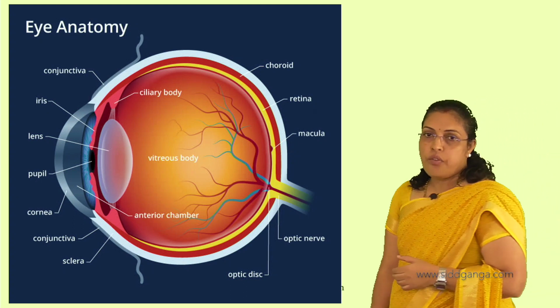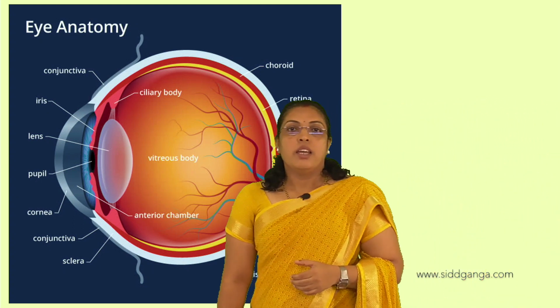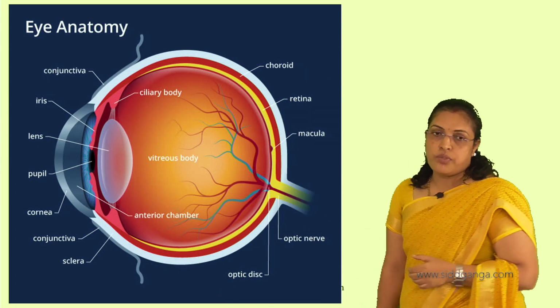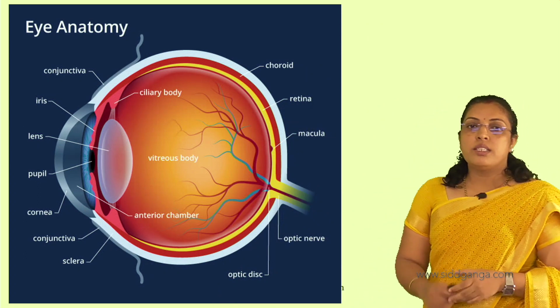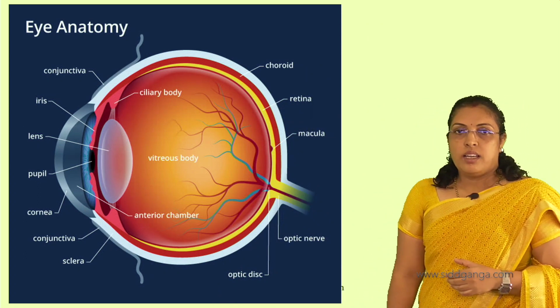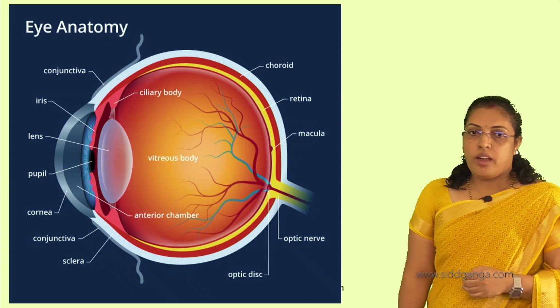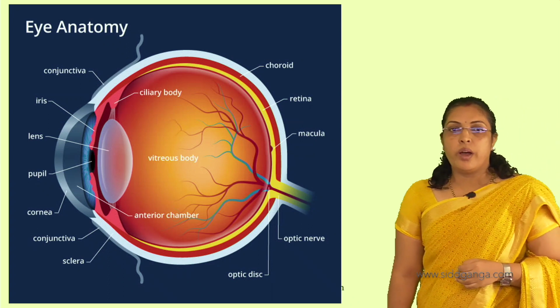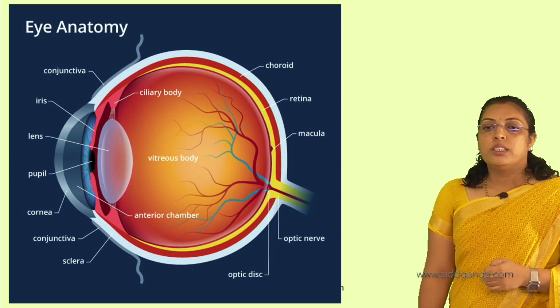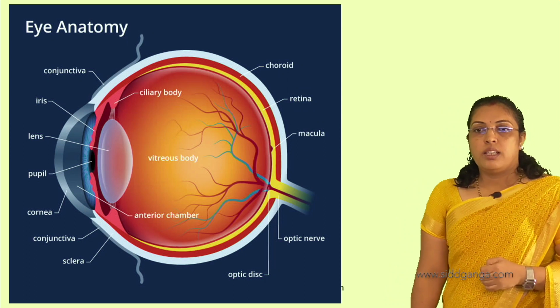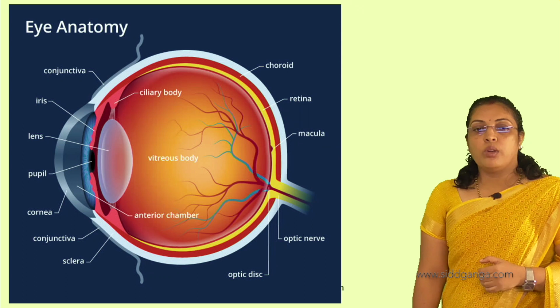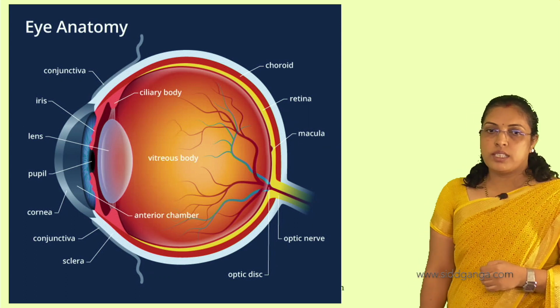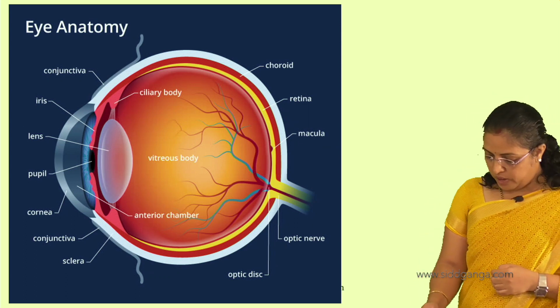Then the structure of the eye. Again, all these diagrams you get for 5 marks in your exams. So this is a neatly labeled diagram of the eye. Conjunctiva, ciliary body, retina, choroid, macula, sclera. This explains the parts of the eye.